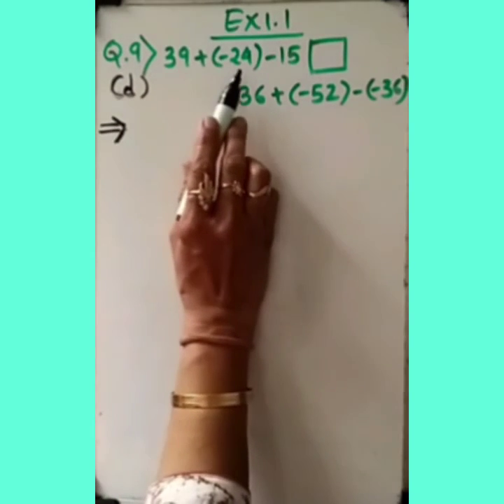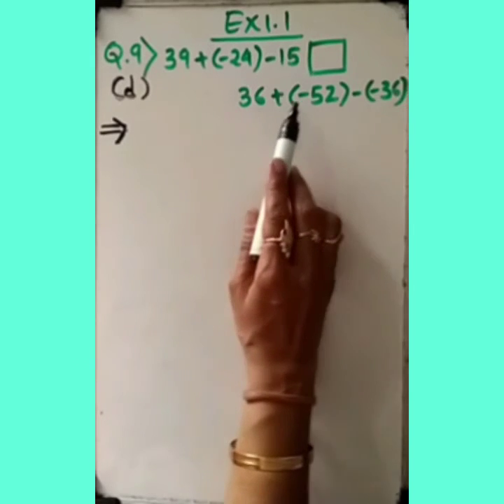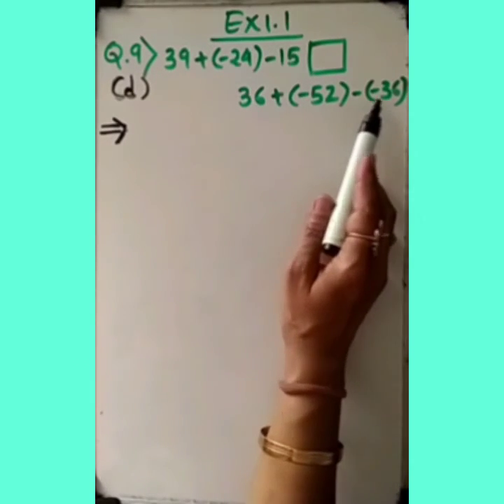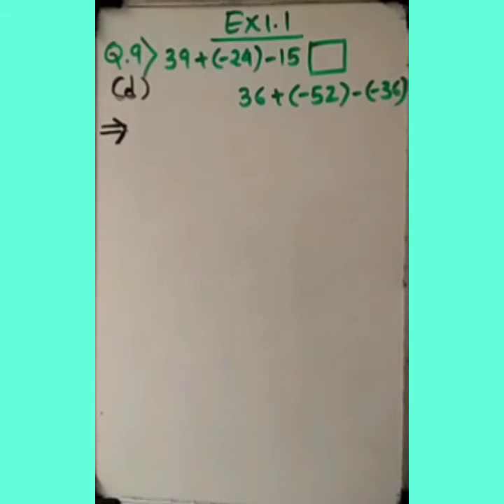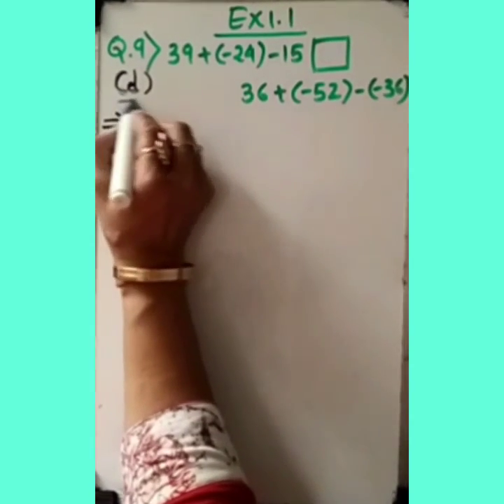39 plus in bracket minus 24 minus 15, and this side 36 plus minus 52 minus 36, right? This is our question which we are given. Let's see how to solve that. Okay, so let's work out on that. This is the D part we are doing.